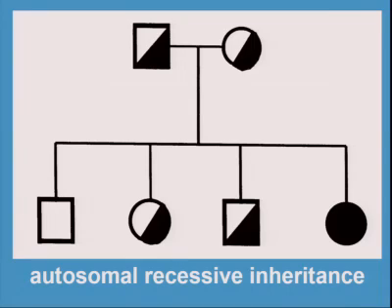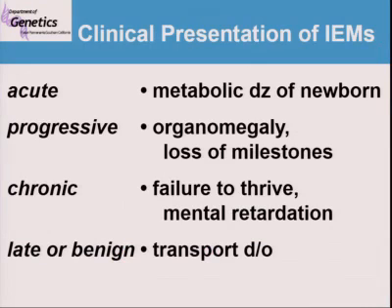So whether this is PKU, an inborn error of metabolism, or sickle cell anemia, a disorder of hemoglobin synthesis, or cystic fibrosis, a defect in the CFTR gene, they're all autosomal recessive in their inheritance pattern. Okay, how do inborn errors of metabolism present? Well, the most serious types will present as metabolic disease of the newborn. This is true emergency situation.